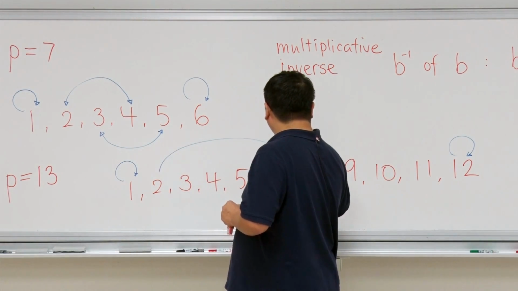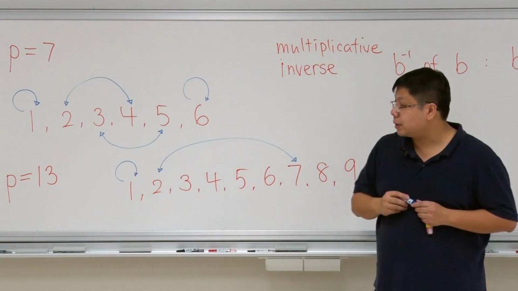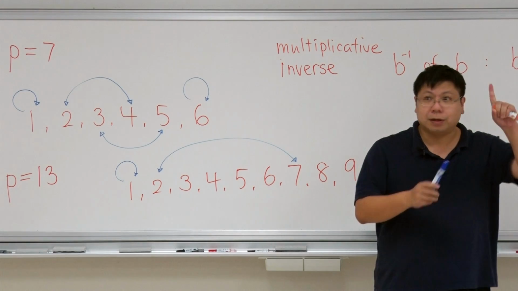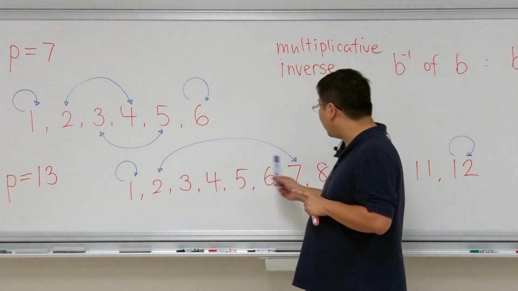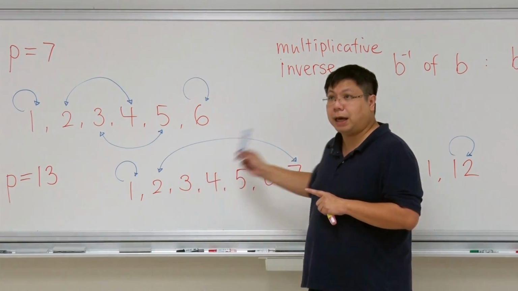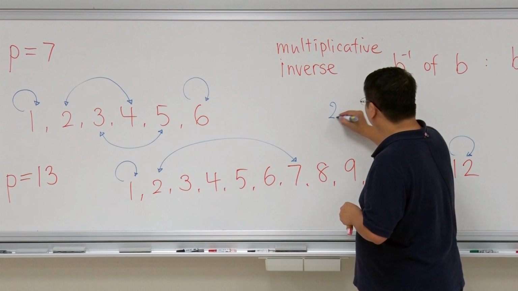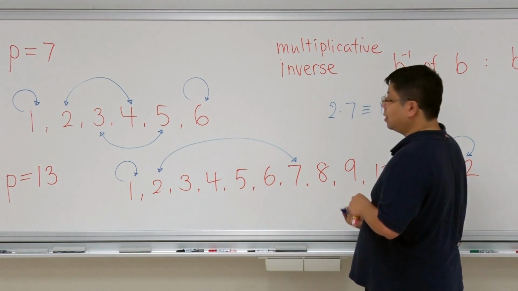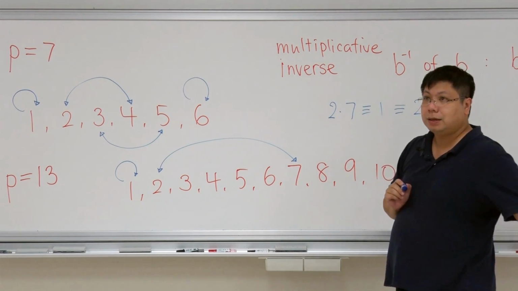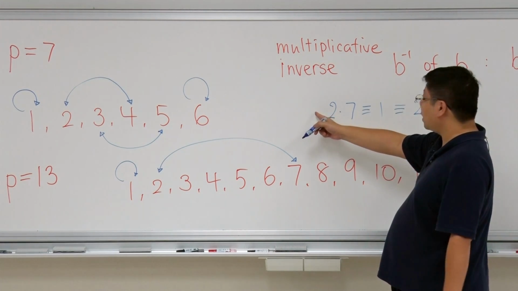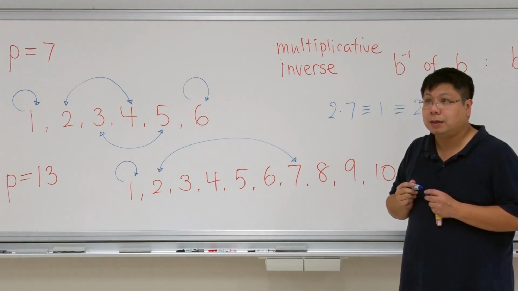2 times 7. So 2 and 7, they form a pair. And interestingly, you can have at most one number to form a pair with you. So let's say 2 times 7 is equal to 1. Then 2 times any other number cannot be equal to 1. Yeah, because if you have 2 times 7 is equal to 1, and then suppose that it is equal to 2 times some other number b, then you multiply the inverse of 2 on both sides. You will get 7 must be equal to b.